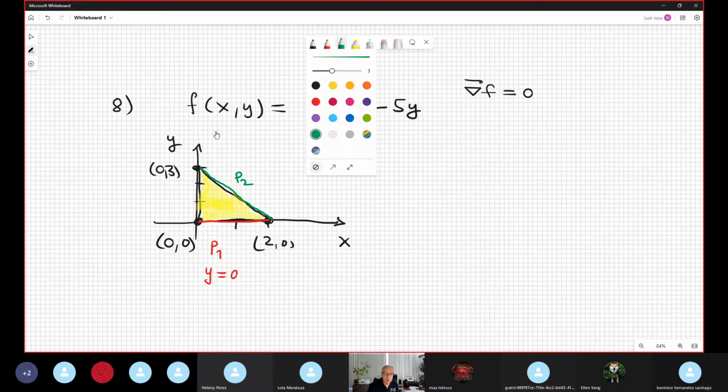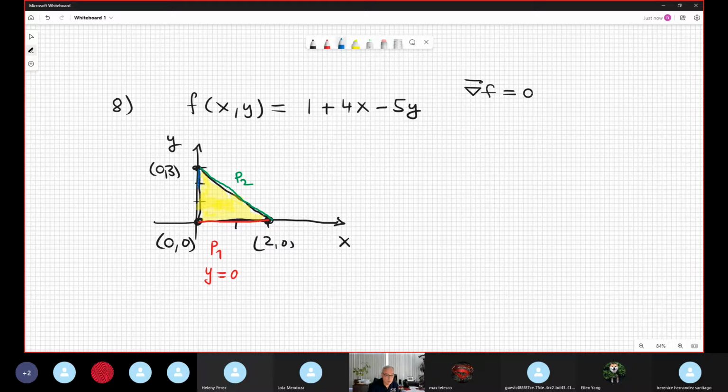And finally, path 3 is on the y-axis. Obviously on the y-axis, x equals 0. This is easy to determine. This is a little bit more complicated because I need to find the equation of this. But let's do it step by step.